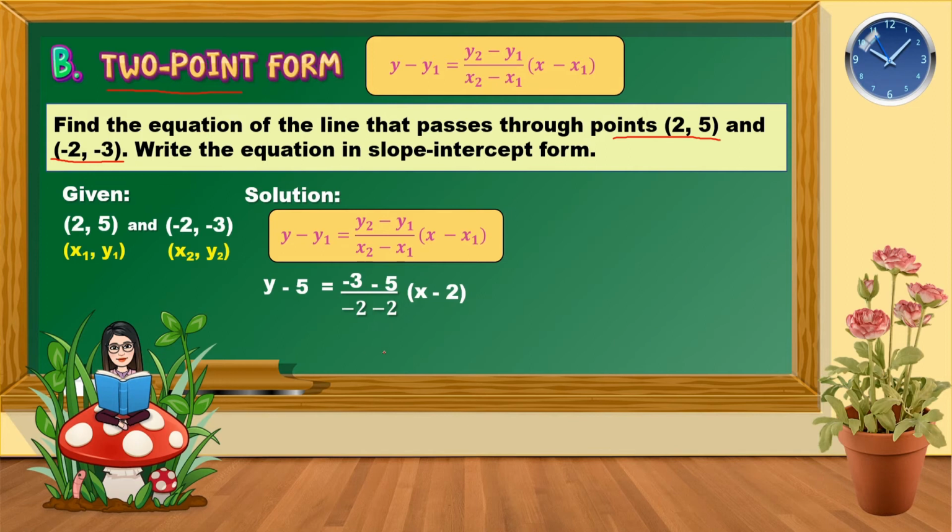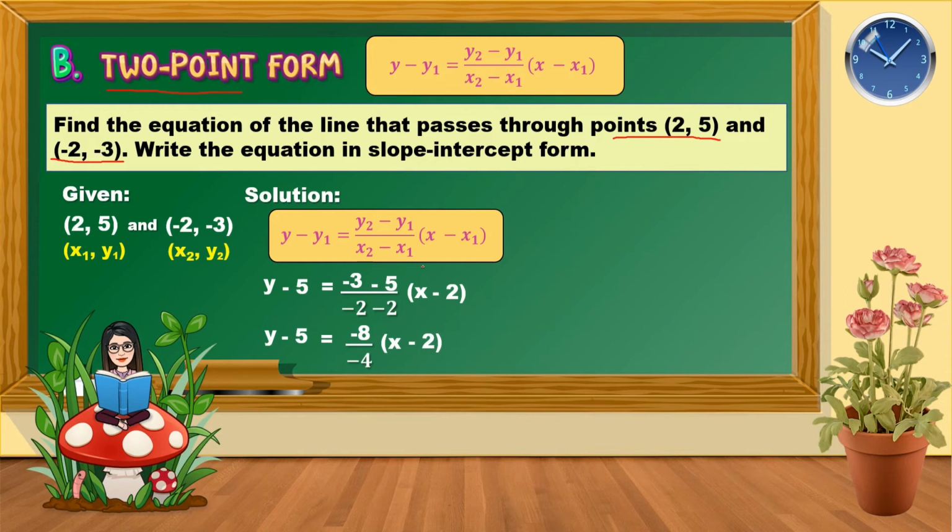Ano yung susunod natin gagawin? So, gagawin natin is, we will simplify this. Ito muna ang ating isi-simplify. Unti-unti lang para hindi tayo malito. So, ano gagawin natin sa iba? Gawin lang natin is, rewrite y minus 5. And then equals, negative 3 minus 5 is negative 8. Negative 2 minus 2 is negative 4, so over negative 4. And then eto, x minus 2, rewrite lang ulit, times the quantity of x minus 2.